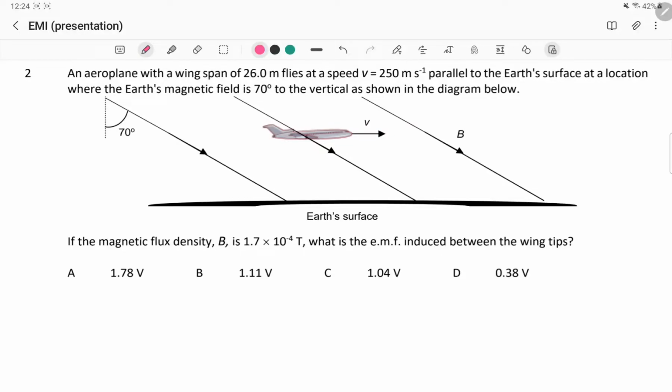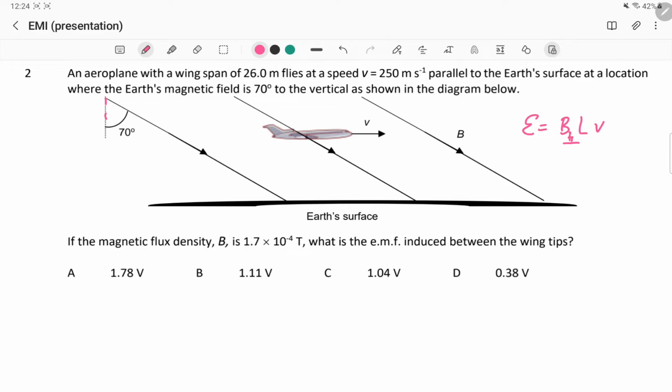For this question, the airplane with the wings is serving as a conductor, cutting the magnetic field. So we can apply the motional EMF formula, E equals BLV. Note that we have to consider the perpendicular component of the magnetic field or the perpendicular component of the length. I think it's more convenient to consider the B perpendicular.